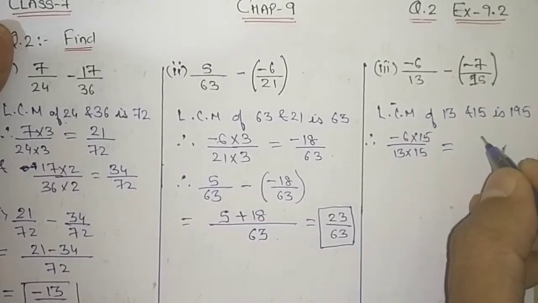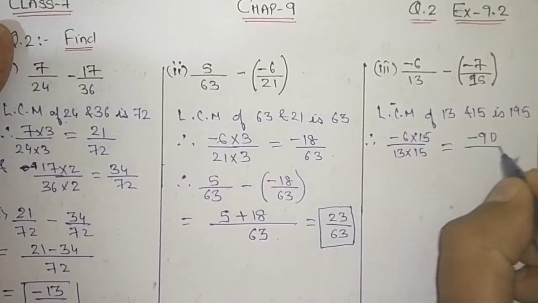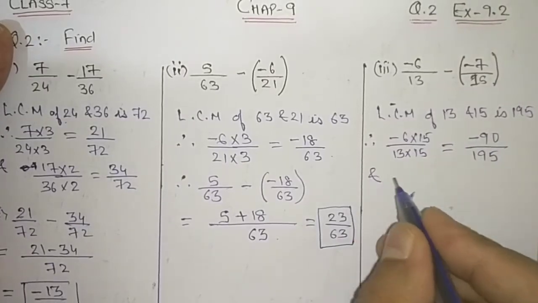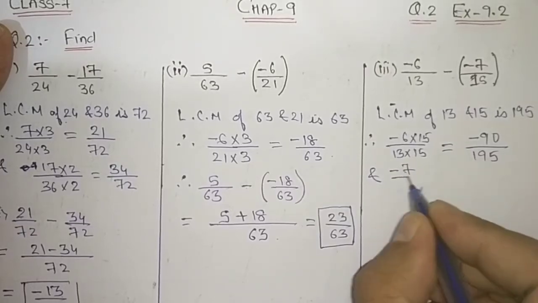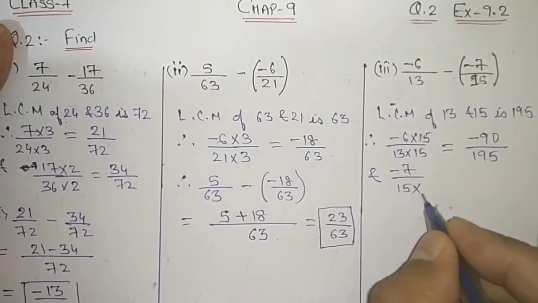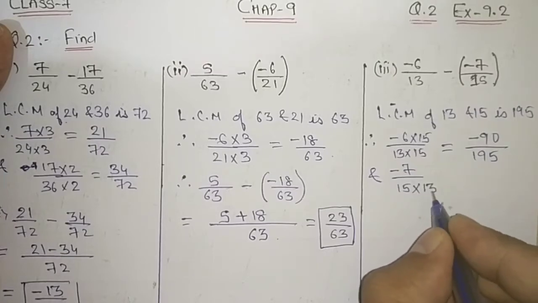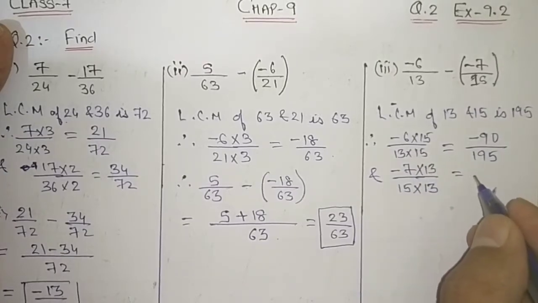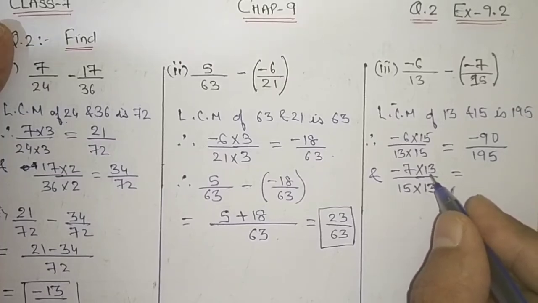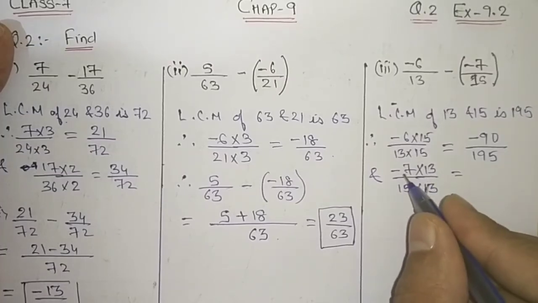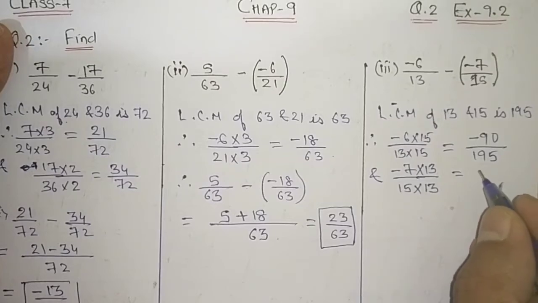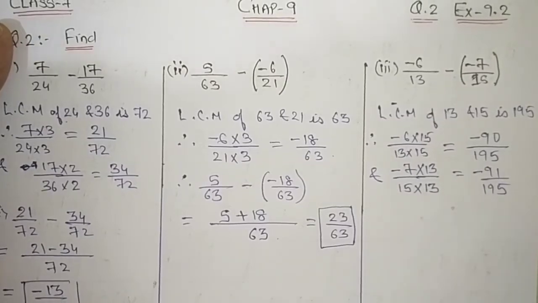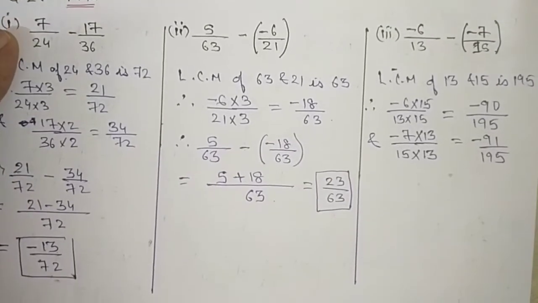15 6's will give me 90 and the negative sign, and the denominator we will get 195. The second number also in the same way: minus 7 by 15. To make it 195 I will multiply it by 13, so the numerator also by 13. 13 sevens is, I think, 91: 10 sevens are 70 and 3 sevens are 21. Yes, minus 91 divided by 195.